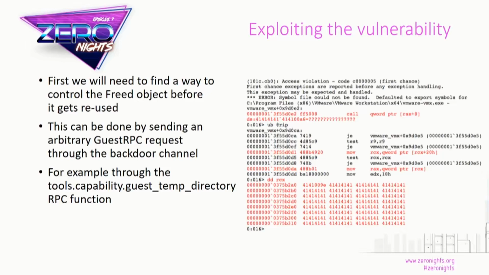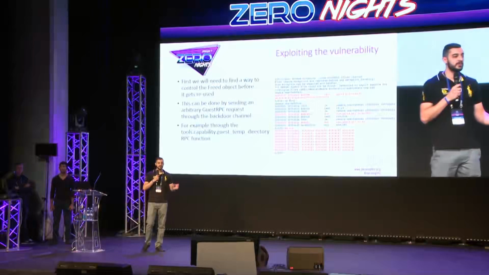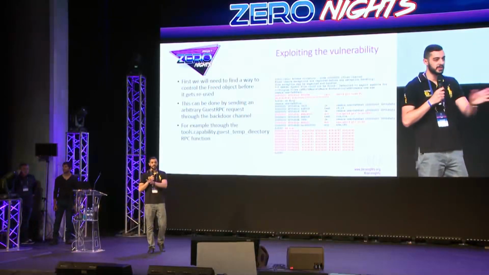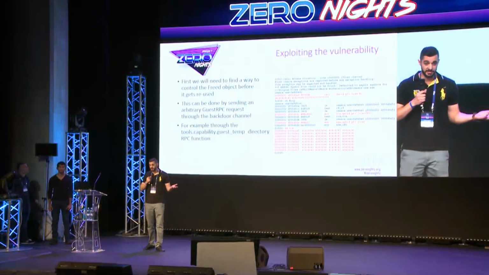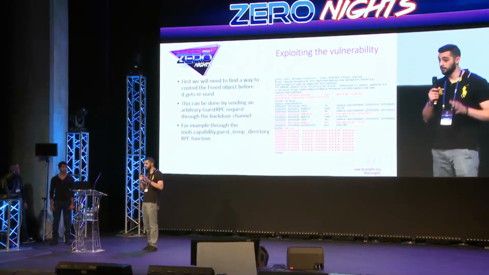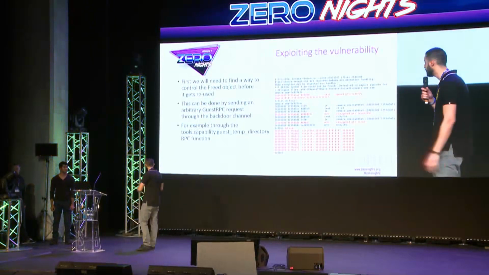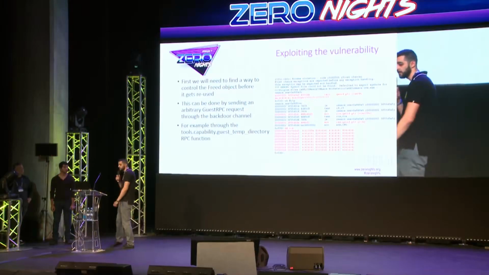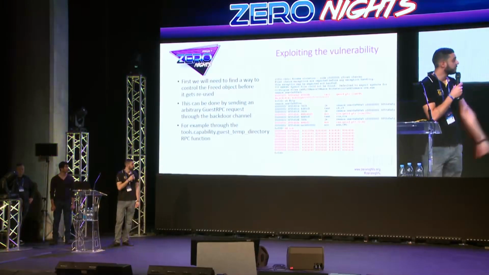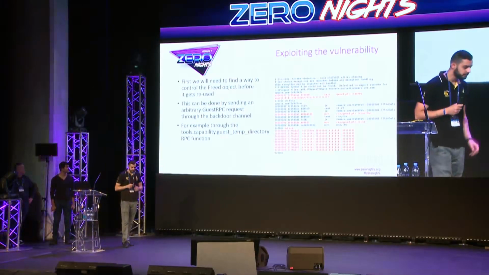Some of them, as Brian mentioned, are privileged, so we cannot actually trigger these RPC functions, and some of them we can actually hit. One of these RPC functions was the guest temp directory, which takes a string as an argument. So all I had to do is send that function with an arbitrary argument, like a bunch of A's, since it's a string argument, and with that specific size, V8, and then it was a win. Basically, I was able to override that object with 414141.